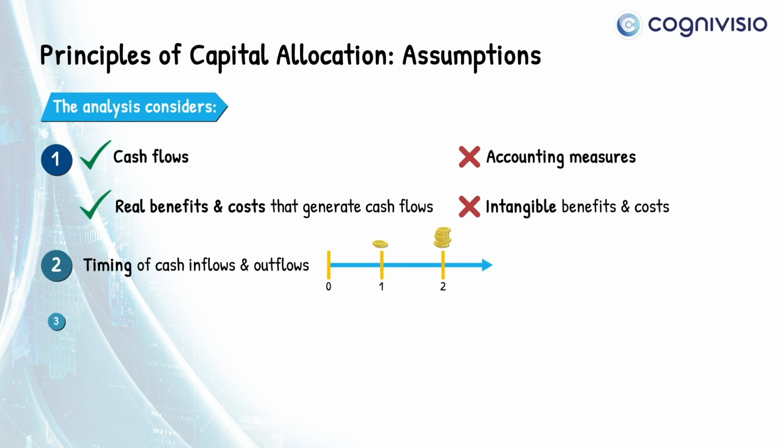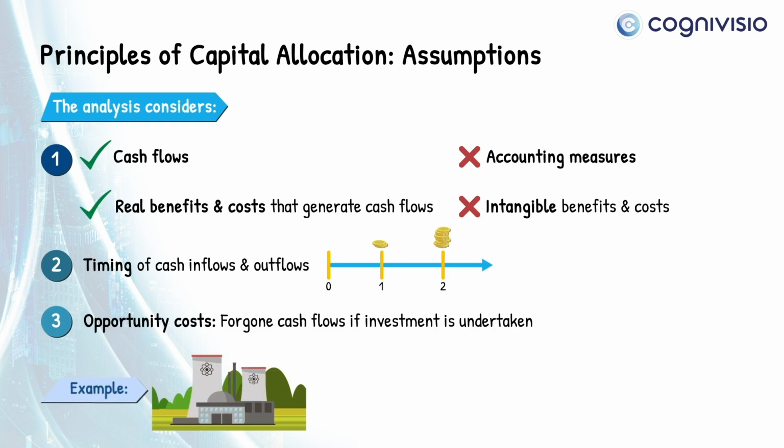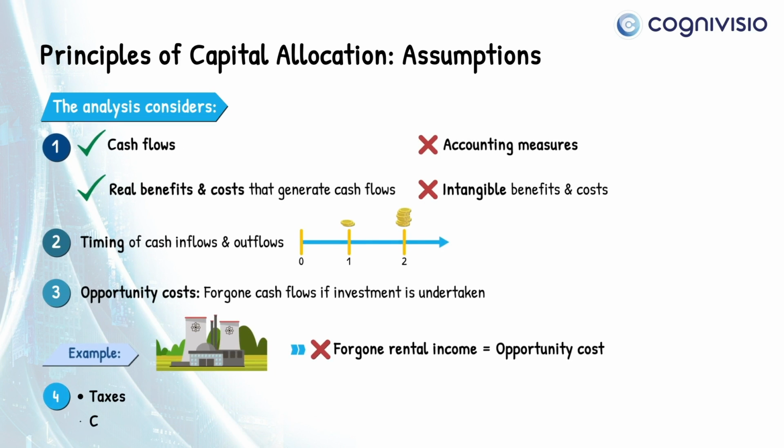It takes into consideration opportunity costs, which are cash flows that are foregone by the firm if it undertakes the investment. For example, a firm that builds a factory on land it owns would have to forego the rental income from that land, which represents an opportunity cost. It considers taxes, and cash flows are analyzed on an after-tax basis.